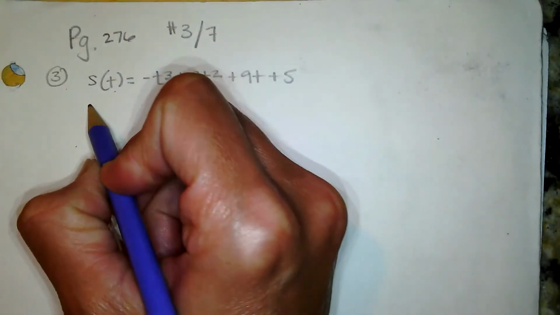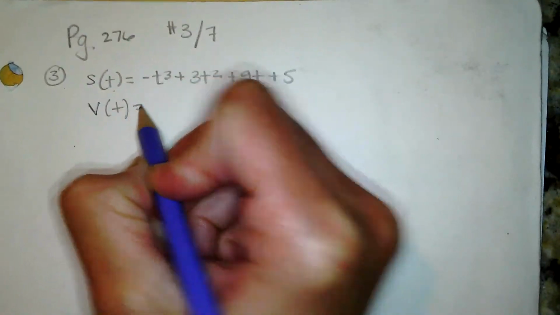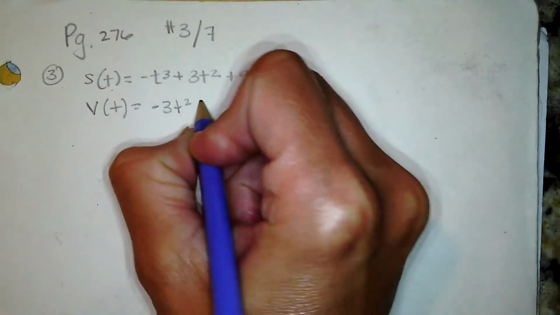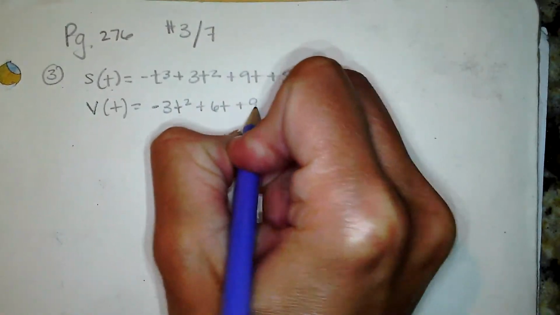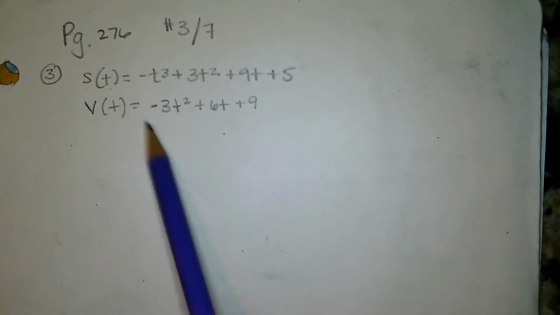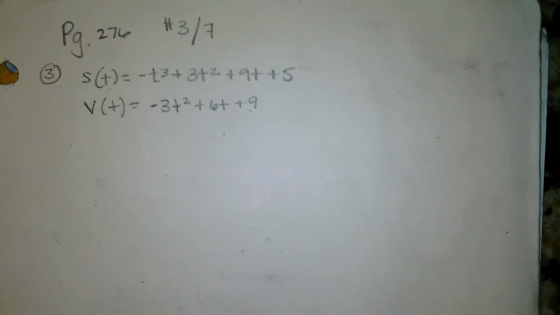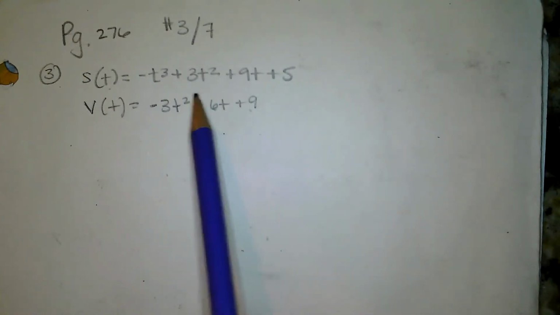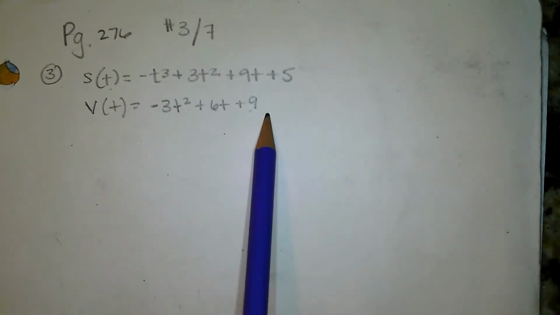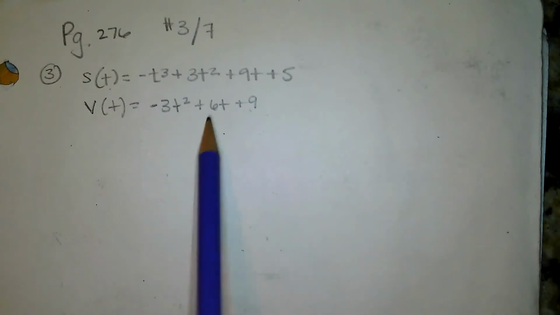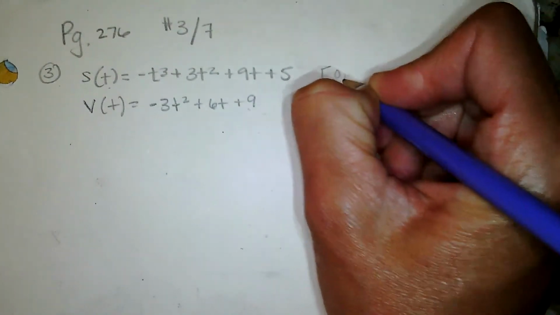So the velocity is the derivative of the position, so negative 3t squared plus 6t plus 9. It wants to know the maximum of this curve. There's 2 ways we can do this. Number 1, since the velocity is a quadratic, I can find the maximum on the interval from 0 to 4.